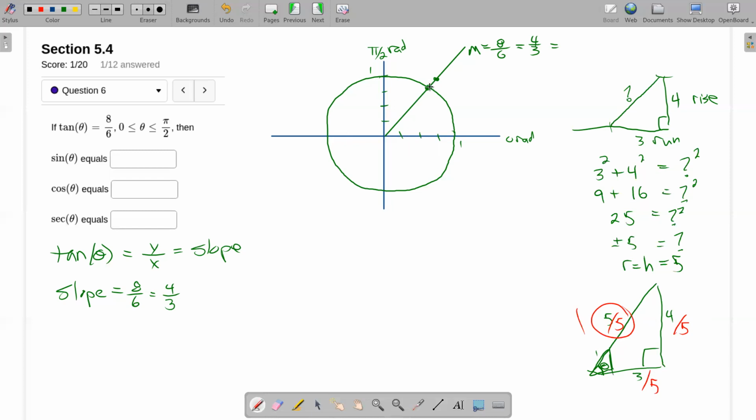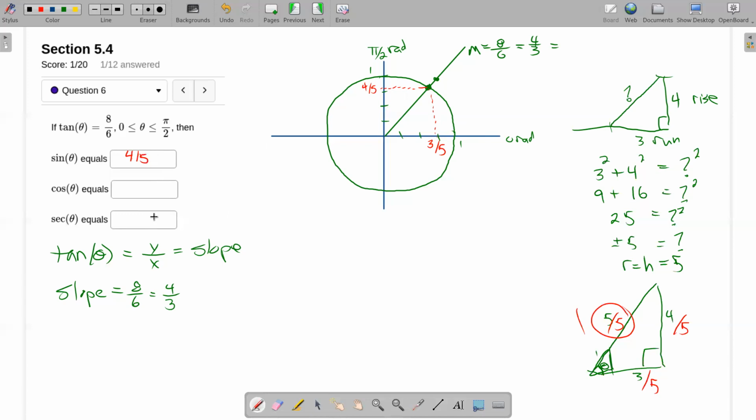So that means the y value that I traced out here is going to be 4/5, and the x value down here is going to be 3/5. And so now I can name all of these over here. So the y value has to be 4/5.